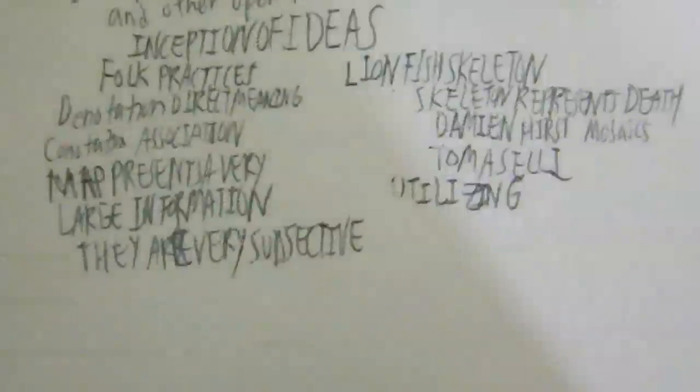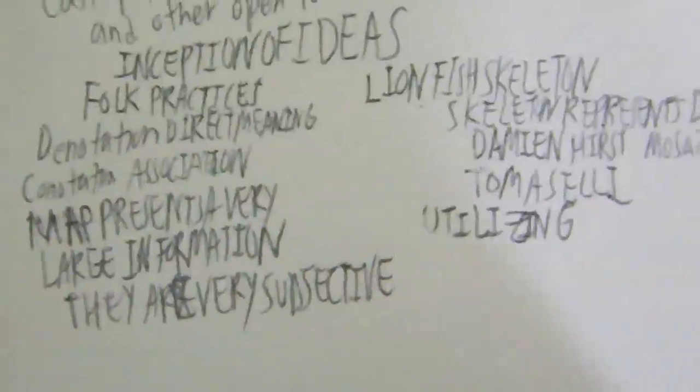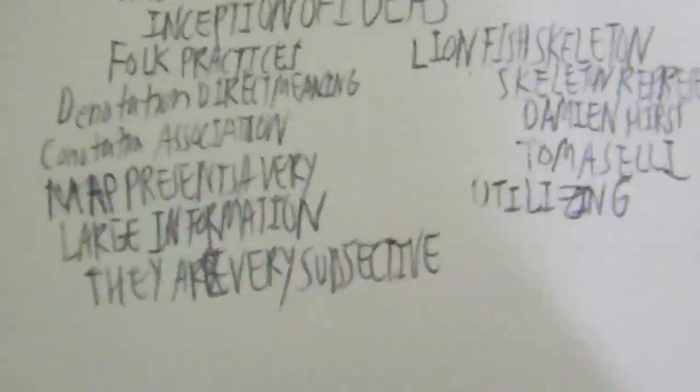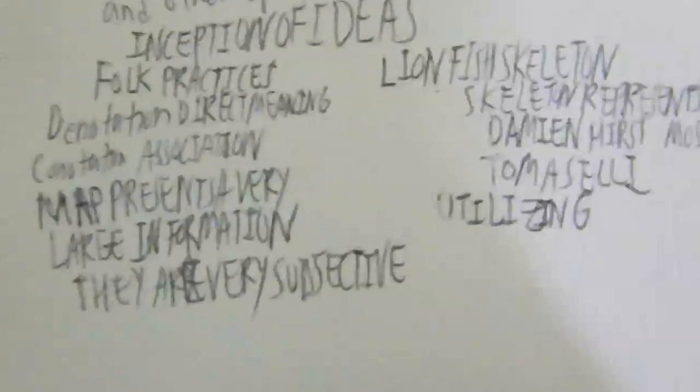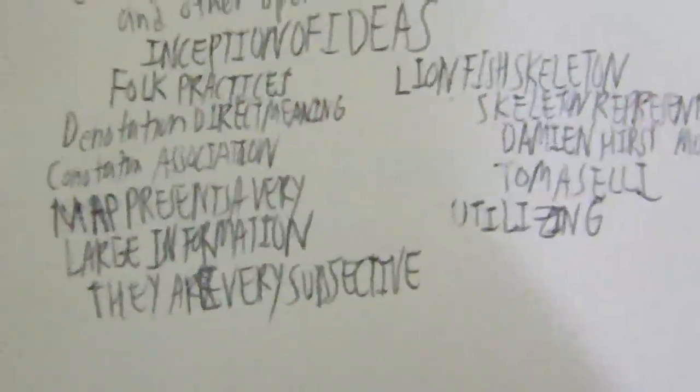The keywords that I learned today from her lecture were denotation and connotation. Denotation means the direct meaning that an artwork or an image has, and connotation means the association of a drawing. So a drawing can have an association and a deeper meaning. So that was pretty cool.